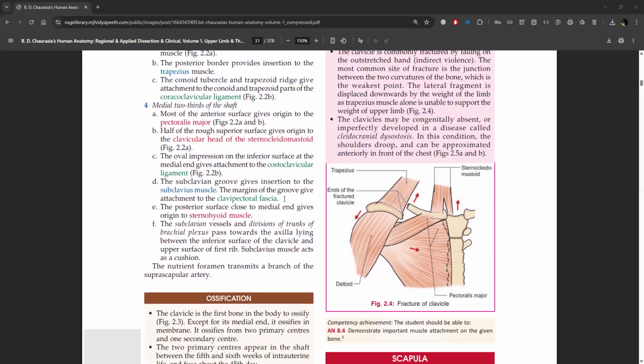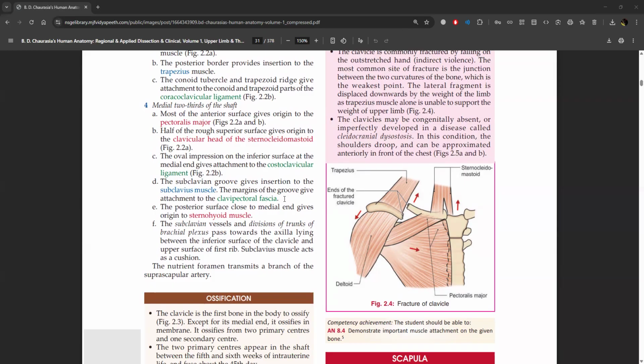Most of the anterior surface gives origin to the pectoralis major, Figures 2.2a and b. Half of the rough superior surface gives origin to the clavicular head of the sternocleidomastoid.